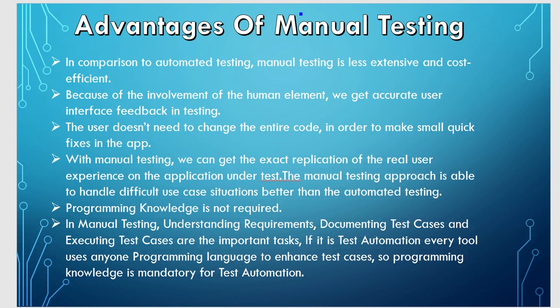Now let's see some of the benefits of manual testing. In comparison to automation testing, manual testing is less extensive and cost efficient. Because of the involvement of the human element, we get accurate user interface feedback in testing. The user doesn't need to change the entire code in order to make small quick fixes in the app. With manual testing, we can get the exact replication of the real user experience on the application under test. The manual testing approach is able to handle difficult use case situations better than automated testing.